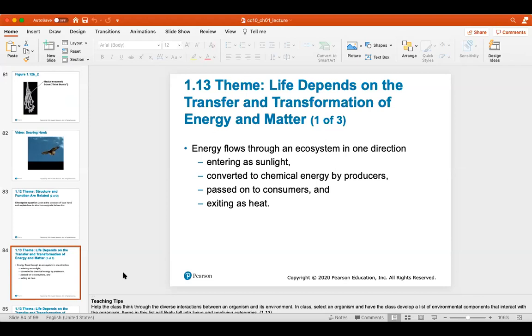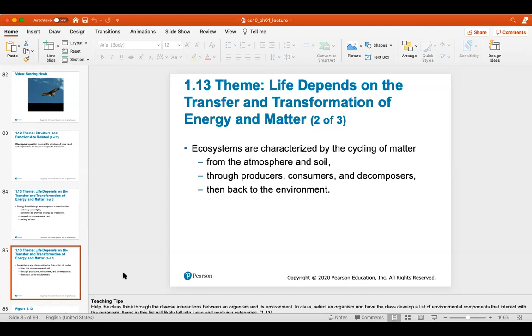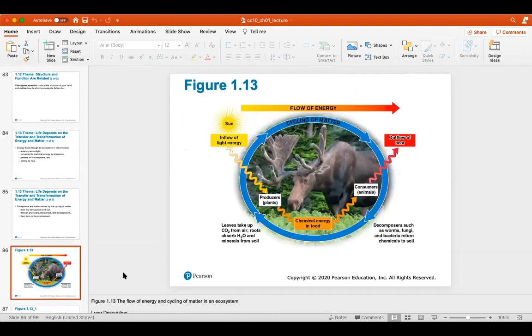Life depends on the transfer and transformation of energy and matter. Energy will flow through an ecosystem in one direction. It will enter as sunlight, be converted to chemical energy by a producer, such as a plant. Then it's passed on to a consumer, some sort of animal or insect that eats the plant, and then it will exit as heat. Ecosystems are characterized by the cycling of matter from the atmosphere and the soil through producers, consumers, and decomposers, which digest waste material, and then back to the environment.